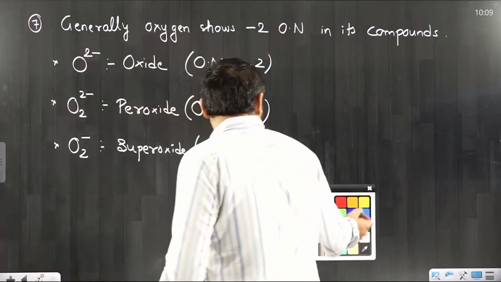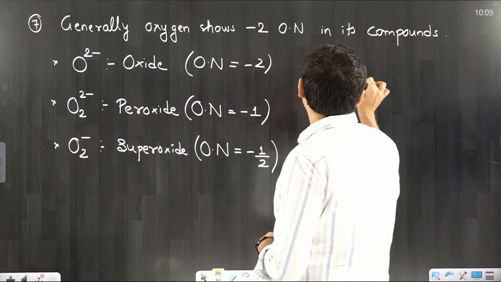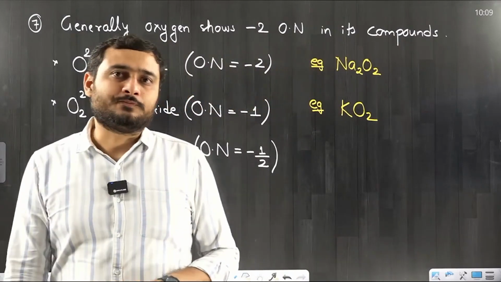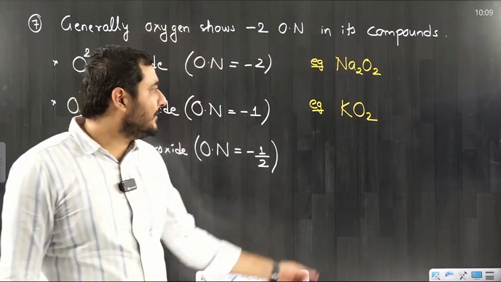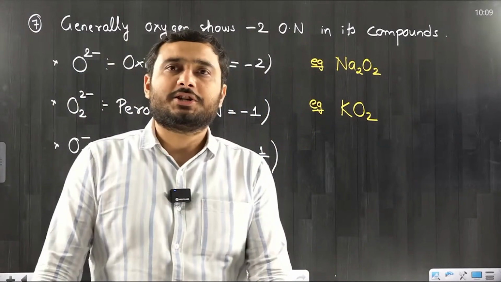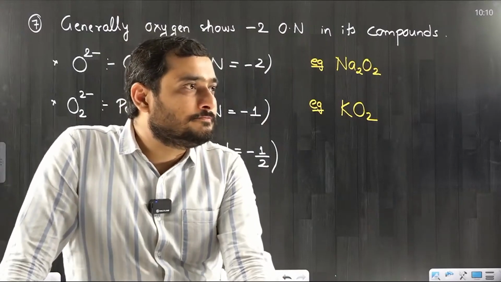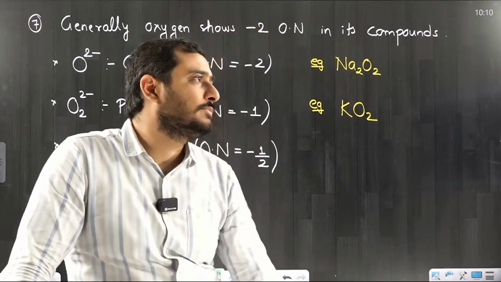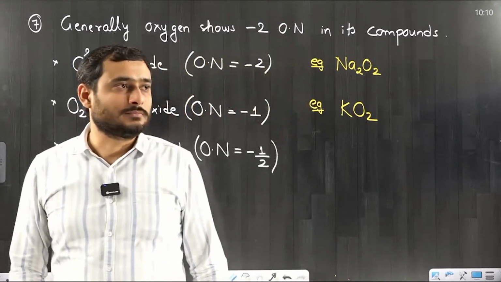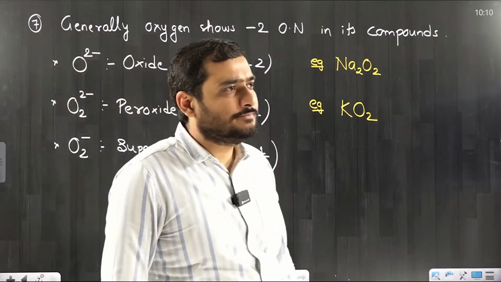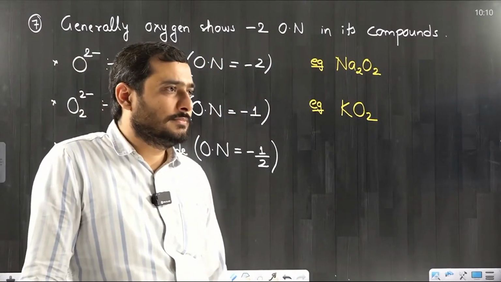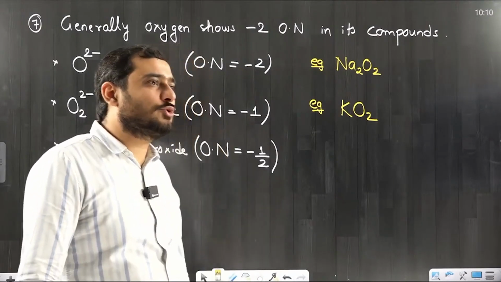So if I write examples for these, let us take the compound Na2O2. And one compound is KO2. You have to tell the names of these two compounds. What is the name of Na2O2 and what is the name of KO2? Then we discuss their oxidation numbers. Only names you have to tell, not any oxidation number. Na2O2 is sodium peroxide. Very good. What is the name of KO2? KO2 is potassium superoxide. Very good.